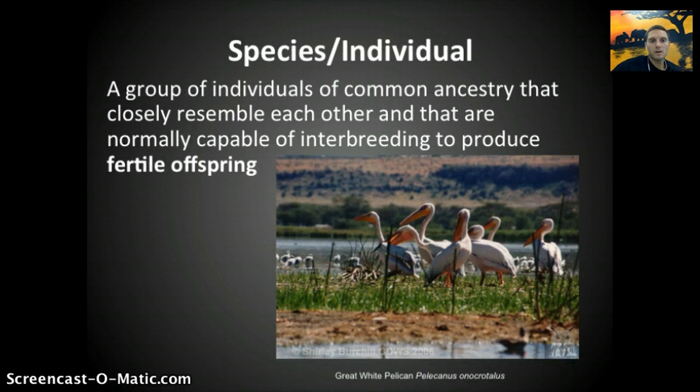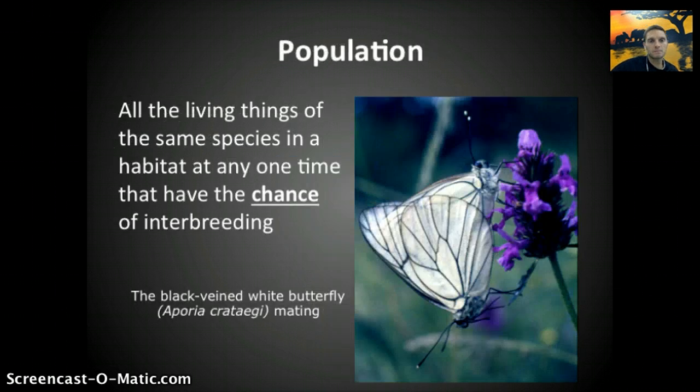So within an environment, there are obviously different groups of organisms that live within an ecosystem, within an environment, and species is what we call those. And a species is a group of individuals of common ancestry that are closely in resemblance to one another and have the ability to reproduce, and this is the really important part, the ability to reproduce and have fertile reproducing offspring. If organisms can reproduce and have an offspring, that's great. But if those offspring aren't able to reproduce, that species can't continue. And so a species must be able to reproduce with one another and have reproducing fertile offspring.